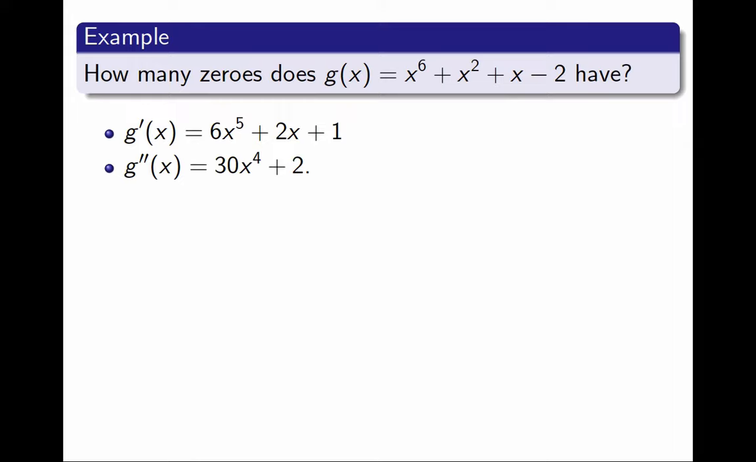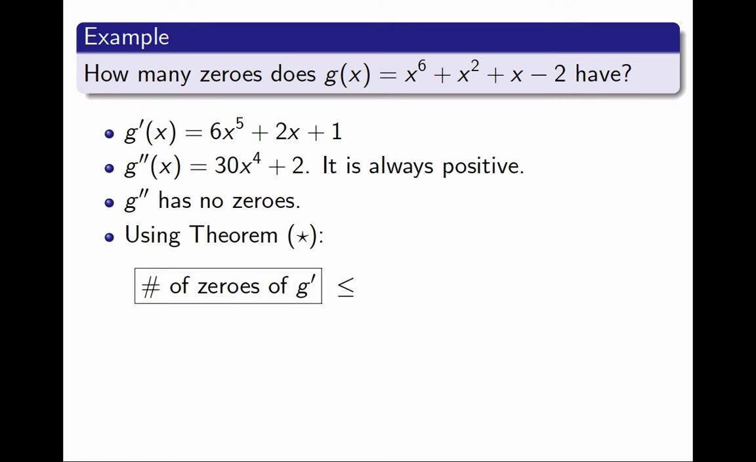Aha! x to the fourth is always non-negative. So the second derivative is always strictly positive. So the second derivative has no zeros. How does this help me? The theorem I just proved said the number of zeros of a function is at most the number of zeros of its derivative plus 1. Let's use it on g prime as a function. The number of zeros of g prime is at most the number of zeros of its derivative g second plus 1. That is 0 plus 1, which is 1.